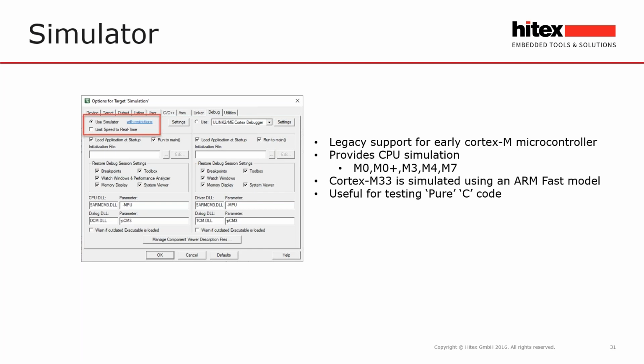Now, the simulation cores are actually very good for testing pure C code. So if you have C functions that don't actually touch registers in the processor, you can build test harnesses to test those functions using the simulator. And that again is quite an effective way of testing your code if you don't have lots of hardware available.